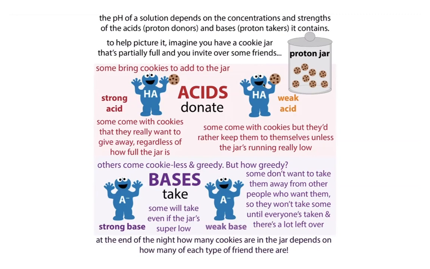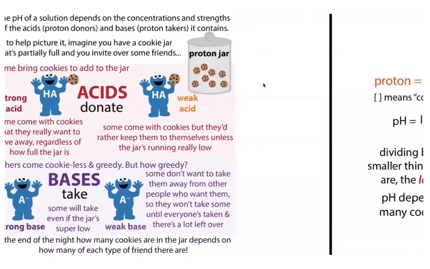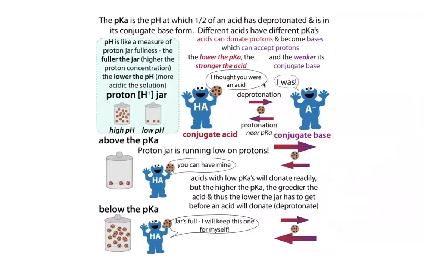So at the end of the night, how many cookies there are in the jar is going to depend on how many of each type of friend there were and how greedy or generous they were. And so how do we describe greediness or generosity? Typically we describe it in terms of the generosity because we're talking about the acid, with a value called the pKa.